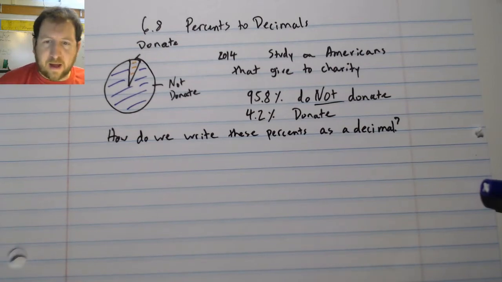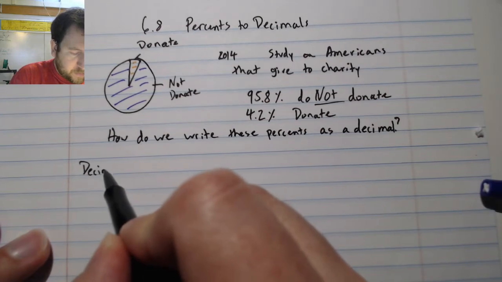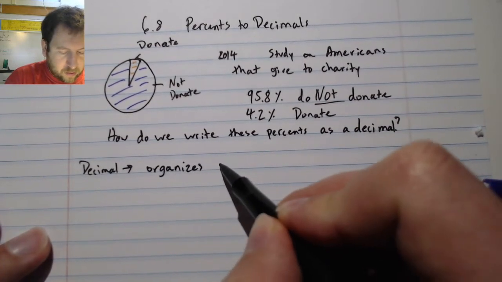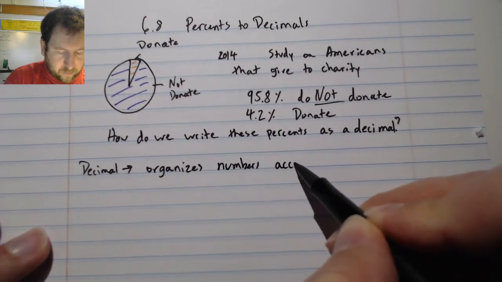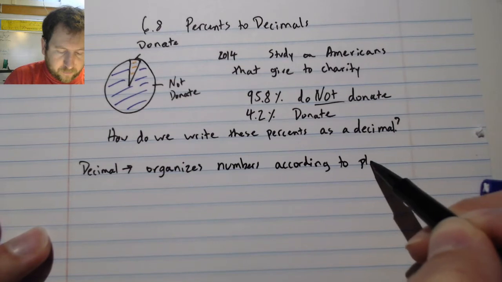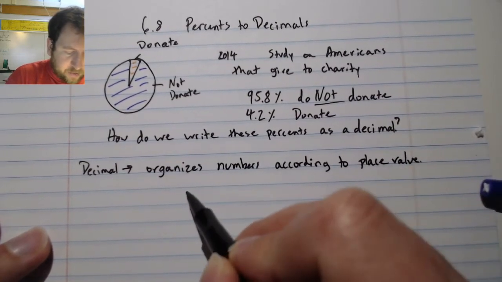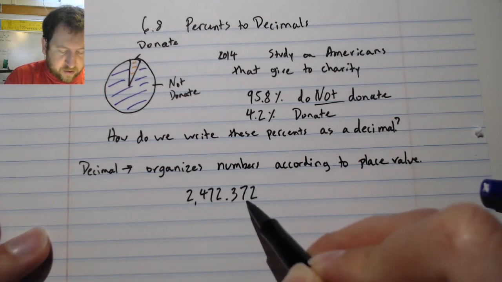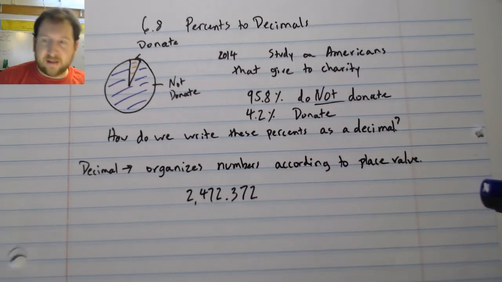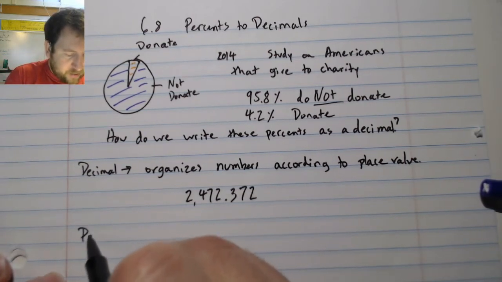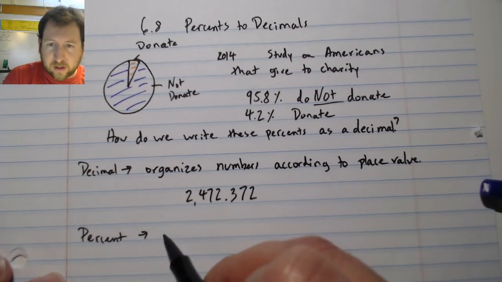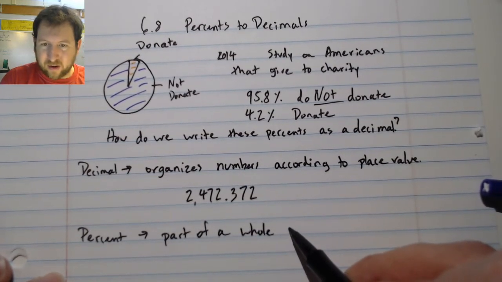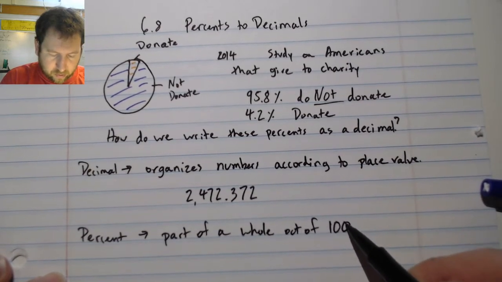So recall again that a decimal organizes numbers according to place value. For example, we have the number 2,472 and 372 tenths, hundredths, thousandths. Each of these numbers in this place has a separate place value. And remember, a percent is only part of a whole when it's 100. Right?